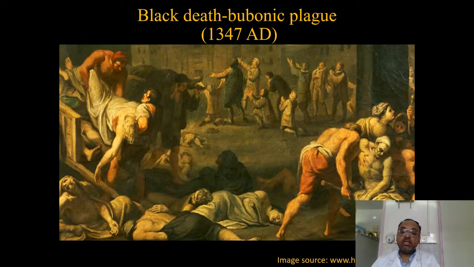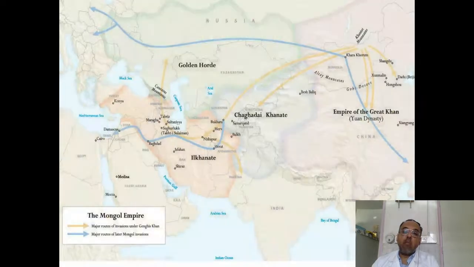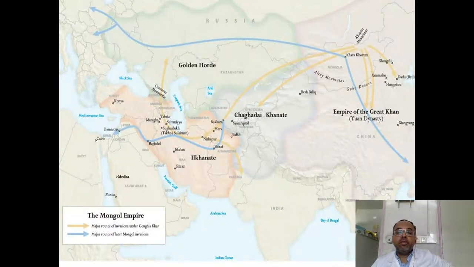infections and infectious diseases can influence human societies, how they can shape history, and how they can lead to radical changes in human societies. The Black Death epidemic was caused by a form of plague which is named bubonic plague, and it has a story behind it.